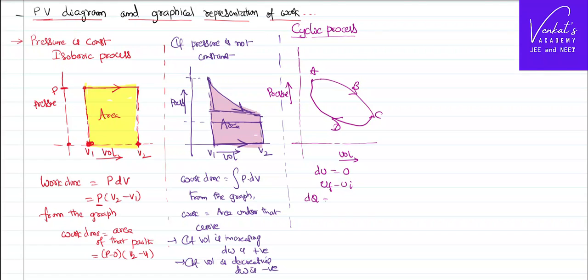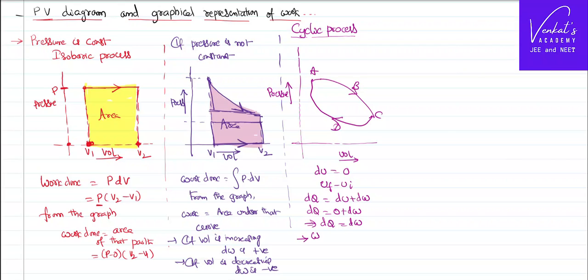According to the first law of thermodynamics, dQ equals dU plus dW, but dU equals 0. So in the case of a cyclic process, all the heat supplied is used to do the work. It doesn't have anything to do with internal energy.